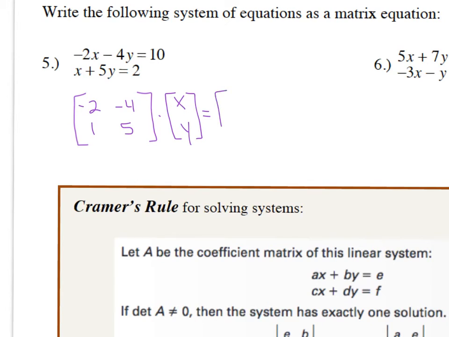And then on the other side, we have the 10 and the 2. So this is what that systems of equations would look like in matrix form. Now you would get the same answer if you were to multiply the first row and the first column. So negative 2 times x is right here, negative 4 times y, and you add them together. That's where this came from.